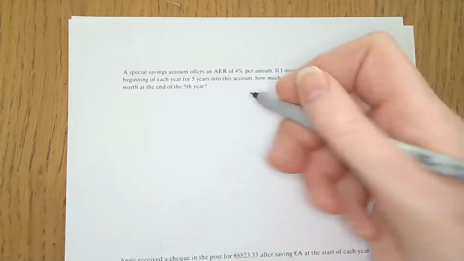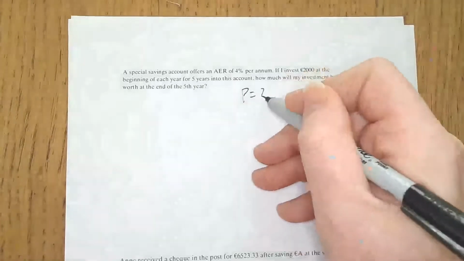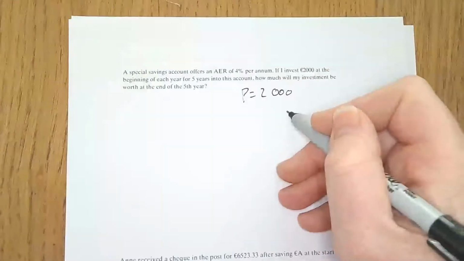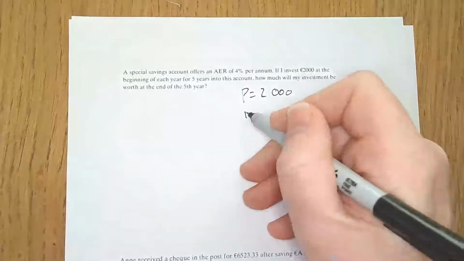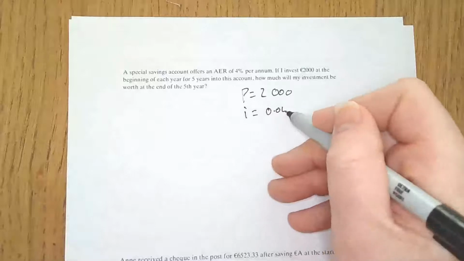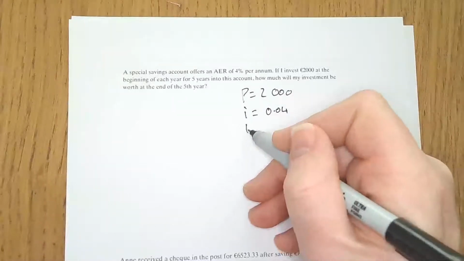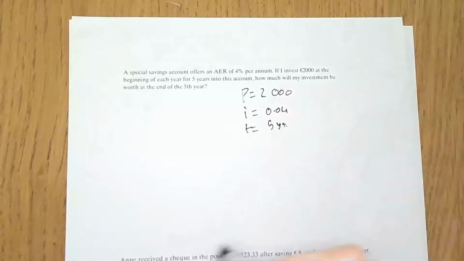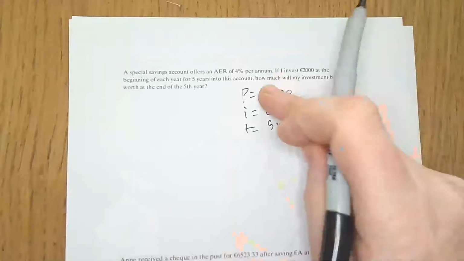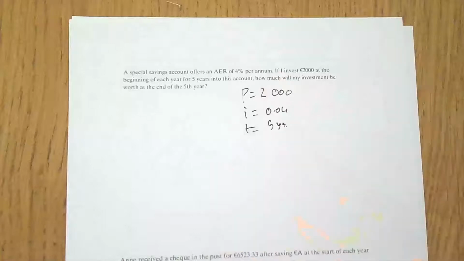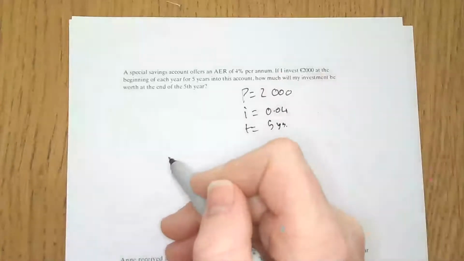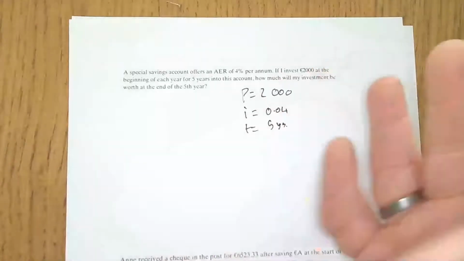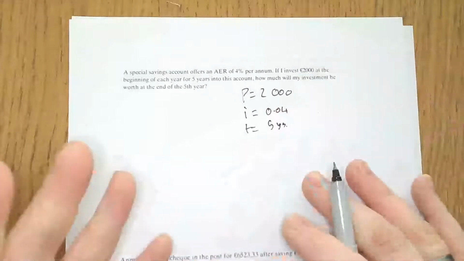we've got a P, 2000. We have an I, which is 0.04, and we have a T, which is 5 years. So let's think about how we're putting this together. We've got P bracket 1 plus I, and we're doing this for 5 years. So the first year is obviously going to be, well, I can put it all into the formula, but let's just try and work it out if we were doing this the normal way.